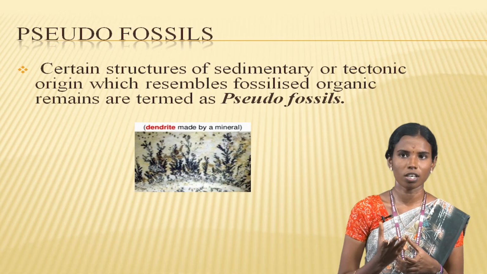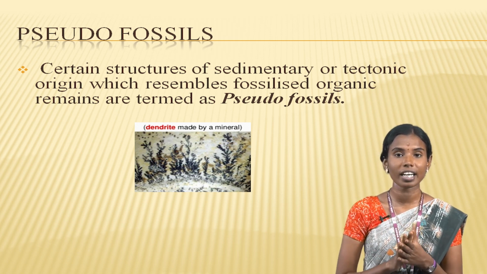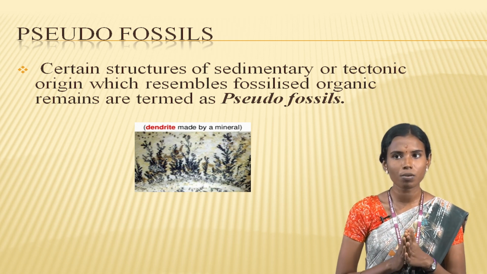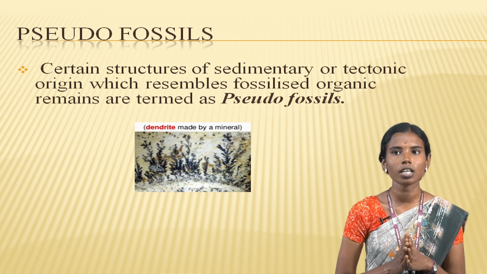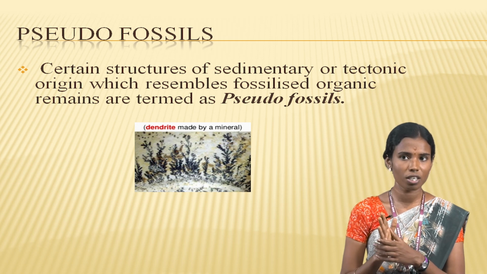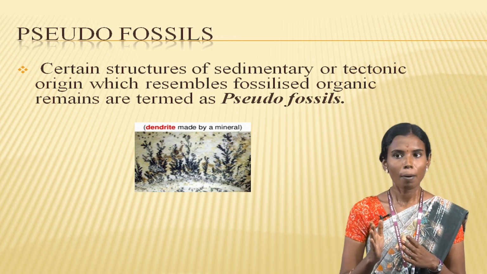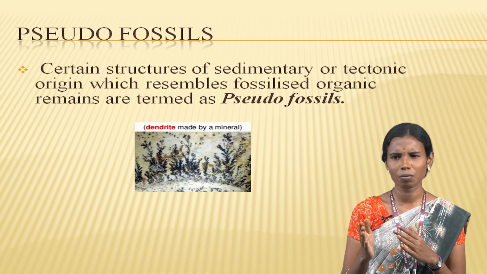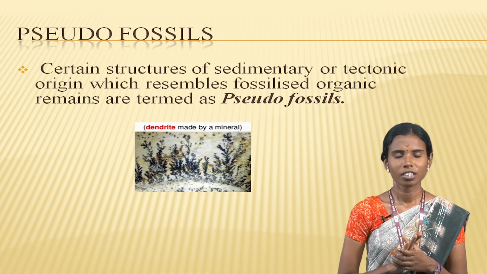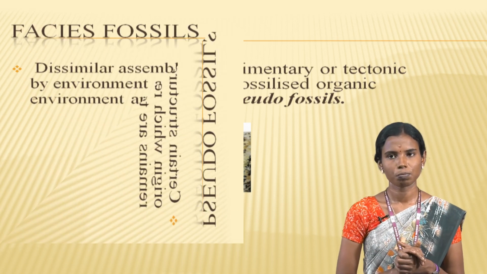Next we will see about the pseudo fossil. Pseudo means what? False. It's a false fossil. Certain structures of sedimentary or tectonic origin which resemble fossilized organic remains are termed pseudo fossils. In the picture itself you can see a dendrite. It is actually a manganese mineral, but by seeing it we can say that it may be a fossil, right? So the pseudo fossil is a false fossil.